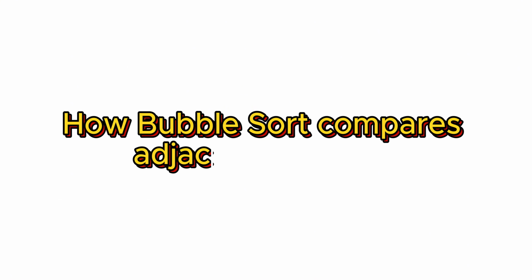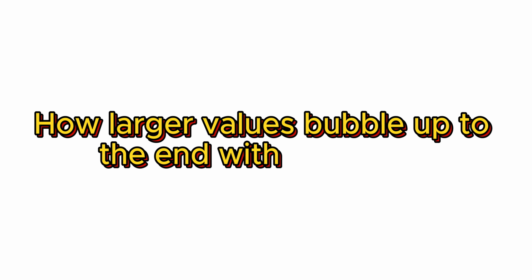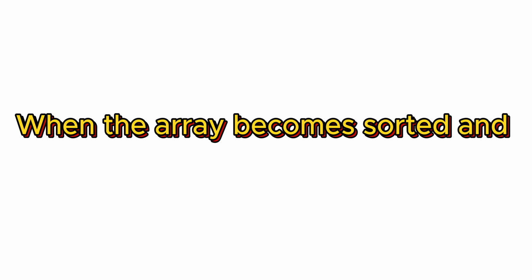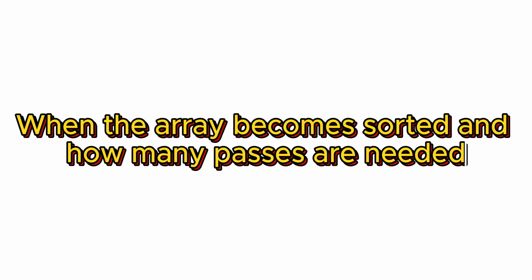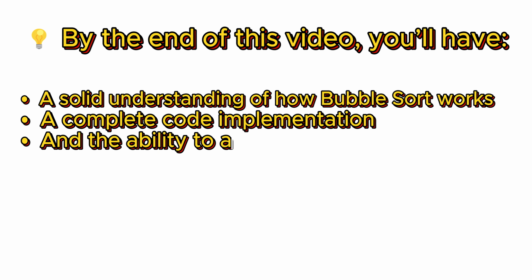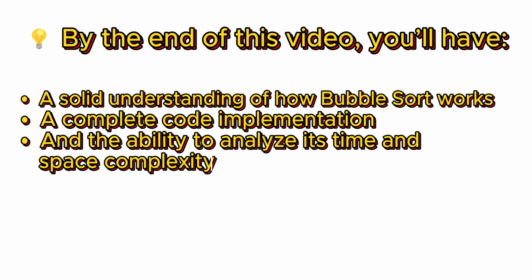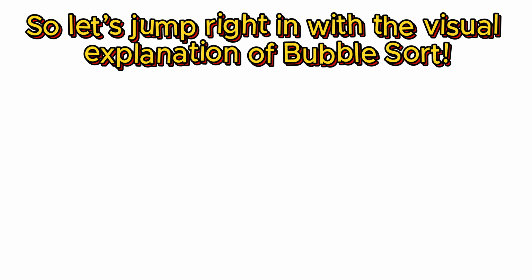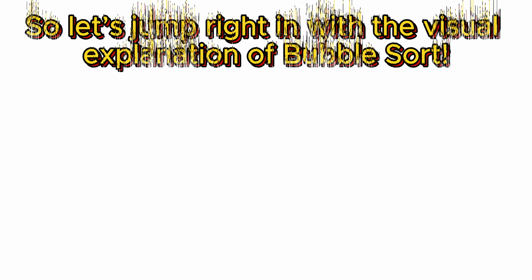Now, in this whole video, we'll walk through how bubble sort compares adjacent elements. Second, how larger values bubble up to the end with each pass. When the array becomes sorted and how many passes are needed. Once we understand the working, we'll move on to the implementation part in C++, where I'll explain the code line by line. By the end of this video, we will have a solid understanding of how bubble sort works, a complete code implementation, and the ability to analyze its time and space complexity. So let's just jump right into the visualization explanation of bubble sort.